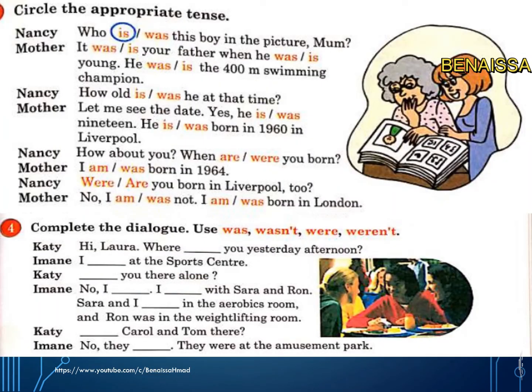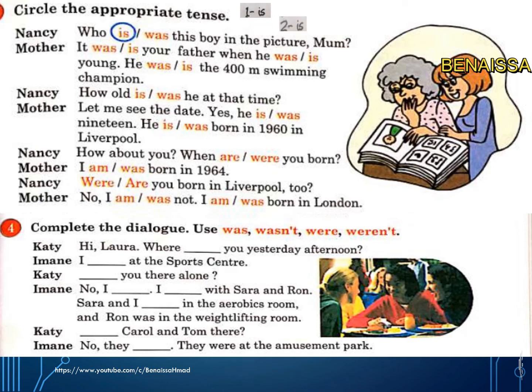Now, practice to check understanding of the lesson. Circle the appropriate tense. Circle the appropriate form of the verb. We have simple present is, past simple was. Okay. Take for example 5 minutes to do this exercise. Then we correct together. Pause the video. Okay, here is the correction.